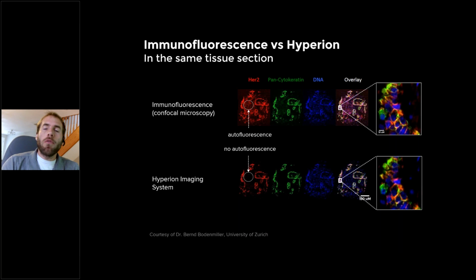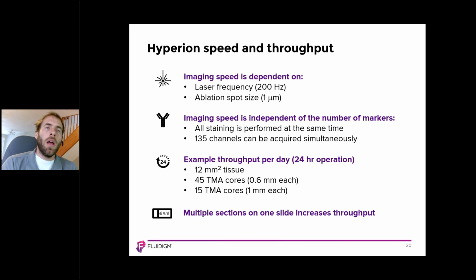But it's important to remember that what you're going to get out image-wise from the Hyperion is going to be very similar to what you'd get with somewhere in between a 10 to 20x objective on your confocal microscope. Also, other things to keep in mind, what the Hyperion speed and throughput is, right? The imaging speed is dependent on the laser frequency. We're running at 200 hertz, which means we have 200 laser shots per second. And each laser shot ablates a 1 micron by 1 micron square area of tissue, right?